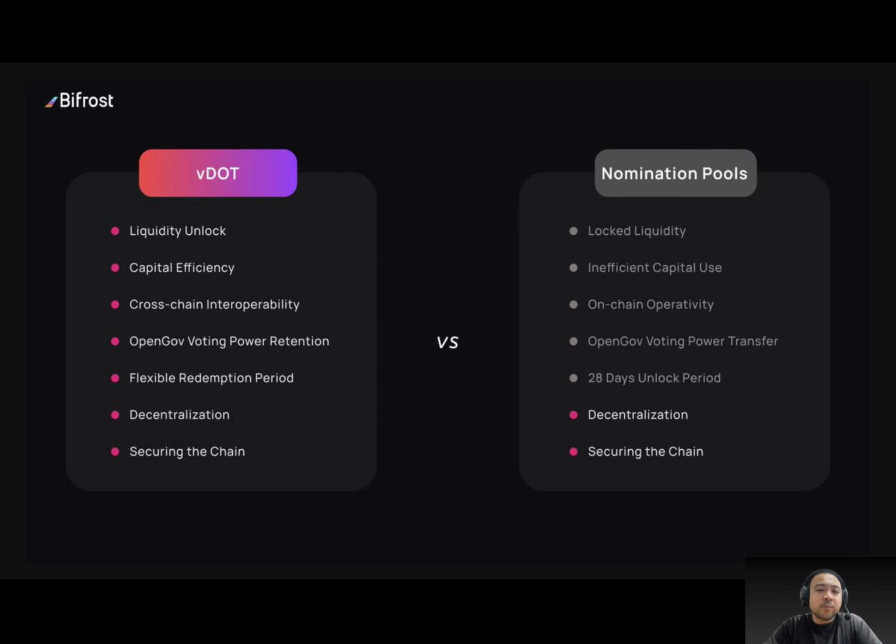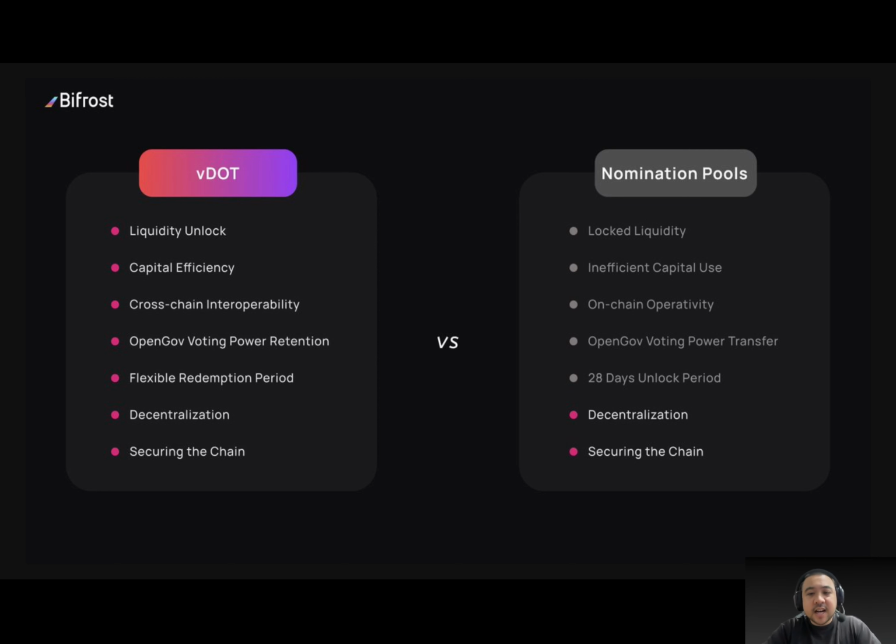you will not be able to vote on OpenGov because your DOT is locked in, right? You have a 28 day unlock period. Not super good. Takes a while. You need money immediately, right? You need your rent money. You need to buy something. Your money is locked, man. 28 days is a lot. Of course, it's decentralized. Of course, it's securing the chain because it's part of the Polkadot protocol. So it's super nice, right?